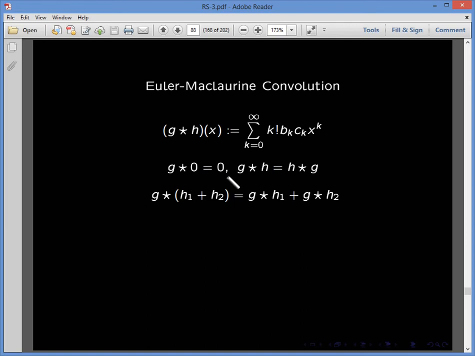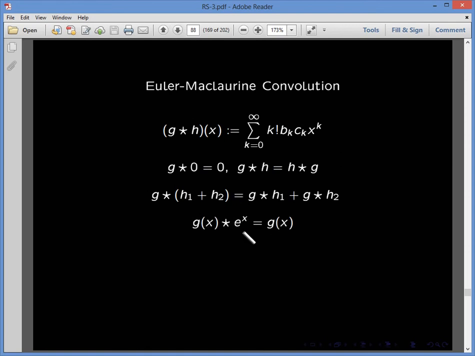With a 0, you end up at 0. It's commutative because bk and ck, it doesn't matter how you multiply. And the distributive law holds, because bk is kind of distributed over, so these things are pretty easy to verify. And if it is a multiplicative operation, I might wonder what could be the identity operator.